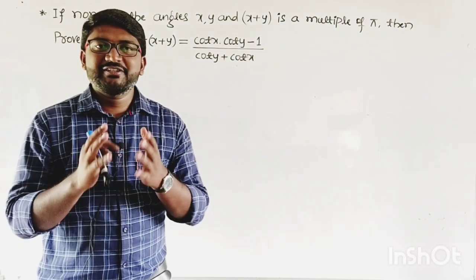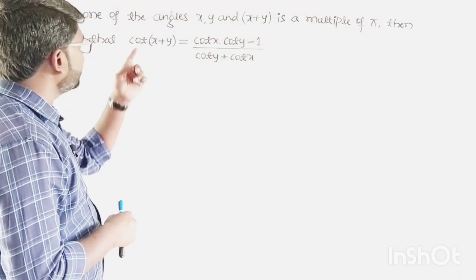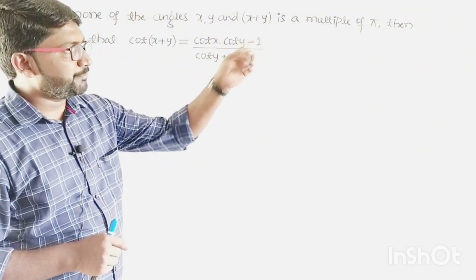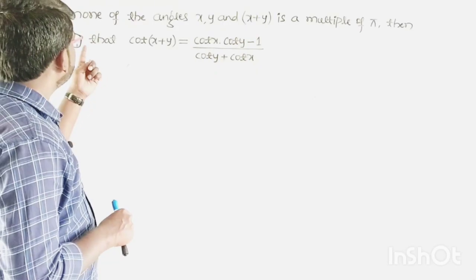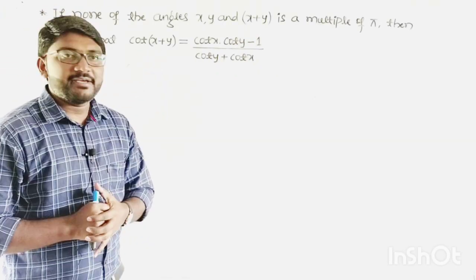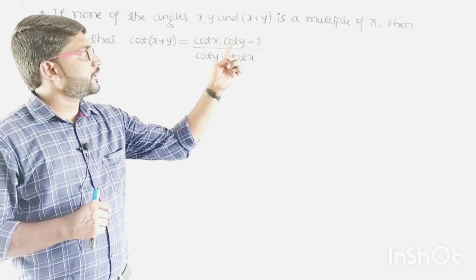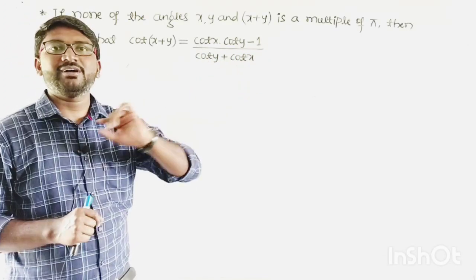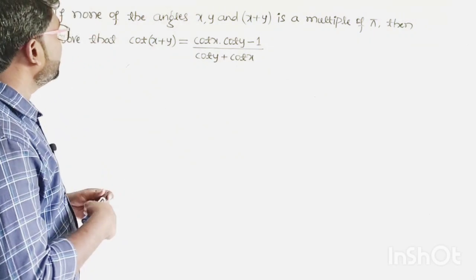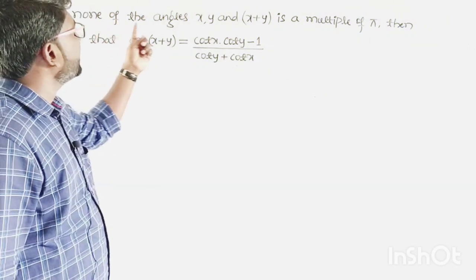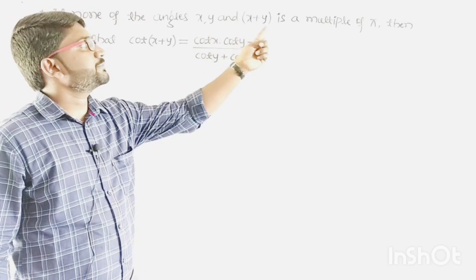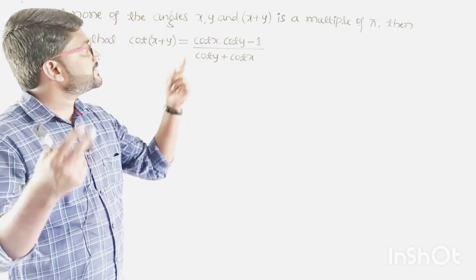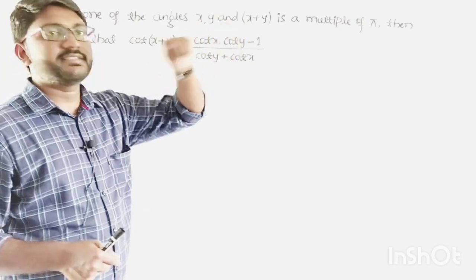Well, the next standard result is: if none of the angles x, y and x plus y is a multiple of pi, then prove that cot of x plus y is equal to cot x cot y minus 1 divided by cot y plus cot x. See here, let us understand the statement. If none of the angles x, y and x plus y is a multiple of pi, why has he given this? What happens if x, y and x plus y is a multiple of pi?